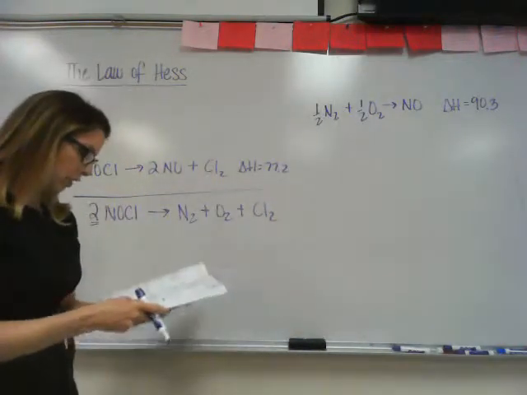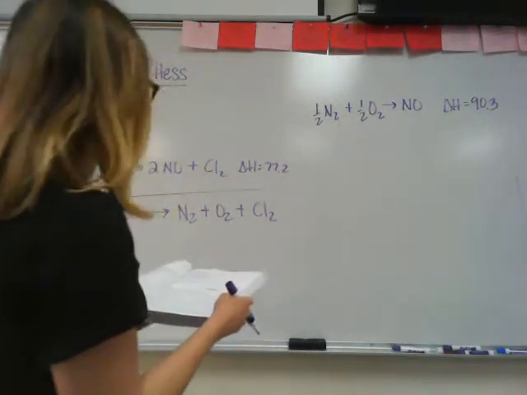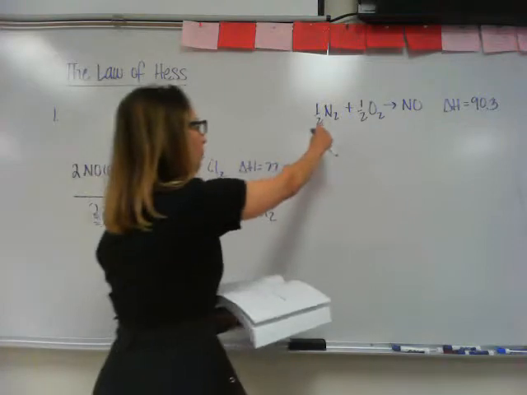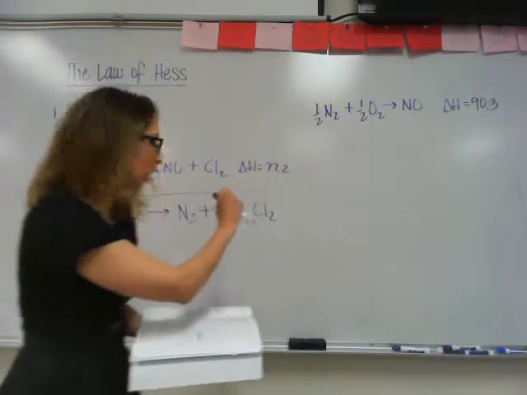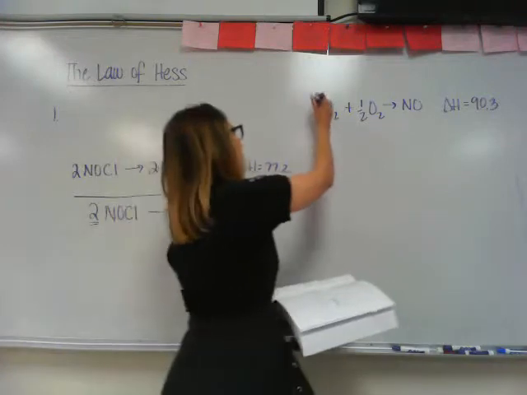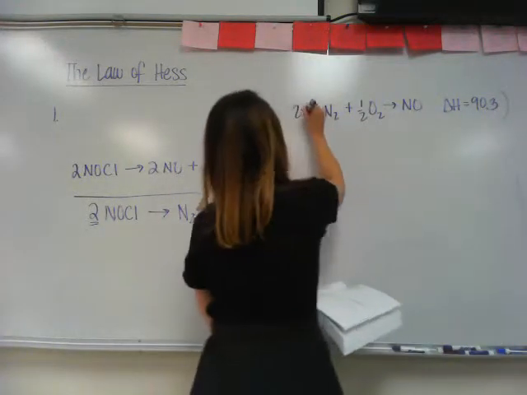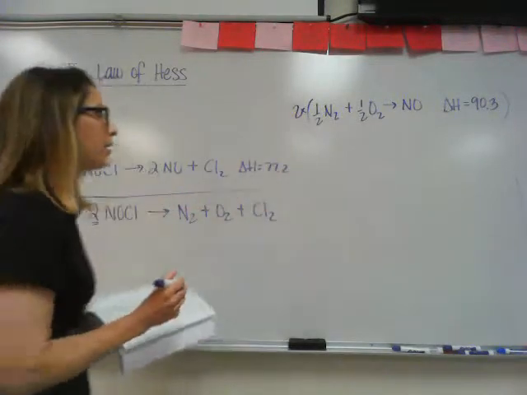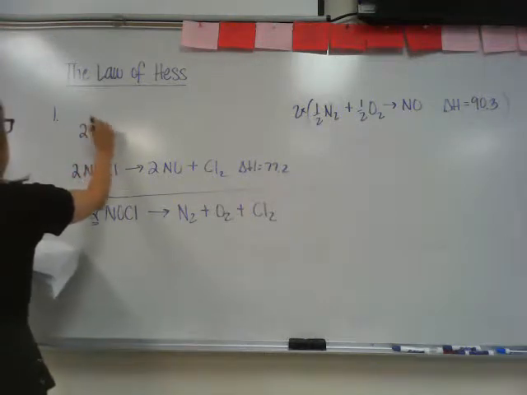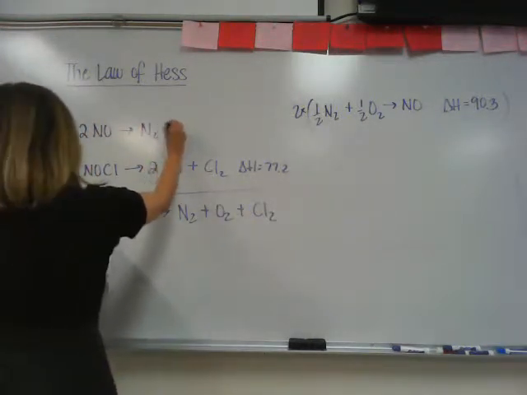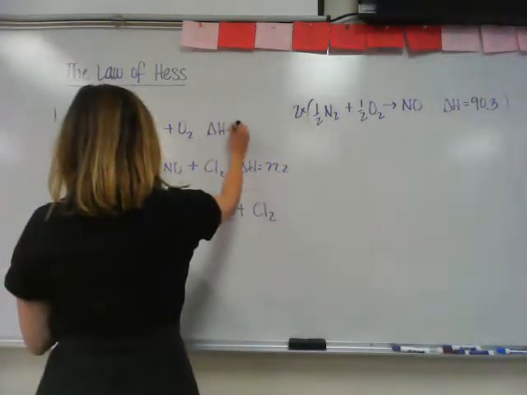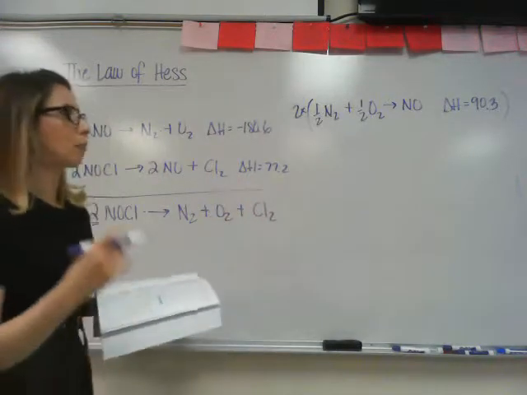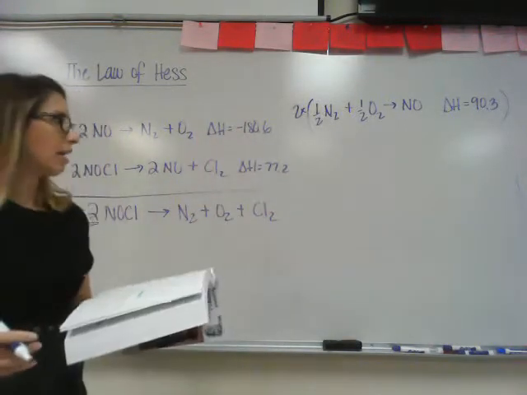Now, for the first one, since you have N2 as a reactant here, but it's a product here, we should probably reverse this reaction, and since this is a coefficient of 1/2, and this is a coefficient of 1, we should probably take this entire reaction and multiply it by 2 to get rid of that 1/2 coefficient. So I'm going to multiply it by 2 and reverse the whole thing. So that means I'm going to get 2NO yields N2 plus O2, and my delta H is going to be negative 180.6. So this was positive as it was written, but since I reversed it and multiplied it by 2, now it's negative and it doubled.